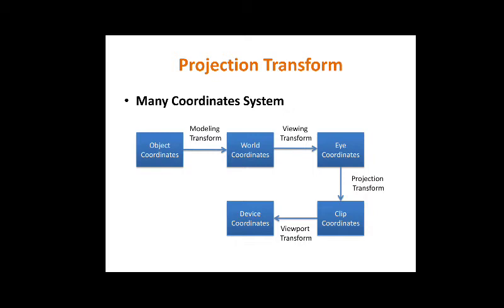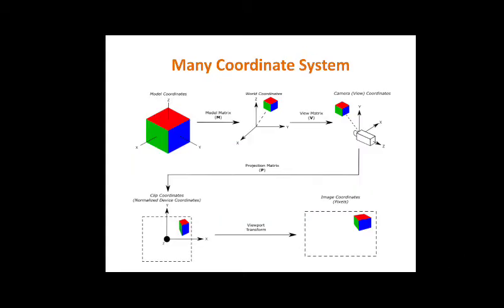So, up till now what we have seen, we are directly converting this world coordinate into this device coordinate, but there are many techniques in between: the viewing transform, the projection transform and the viewport transform. We have seen the viewing transform, now we will see what the projection transform is. So, this is an example of that coordinate system.